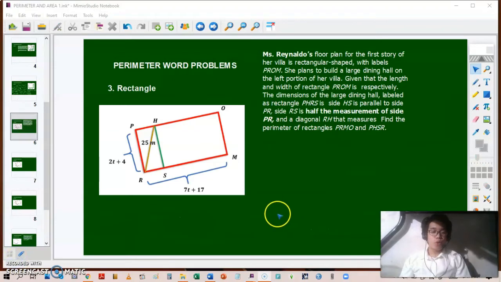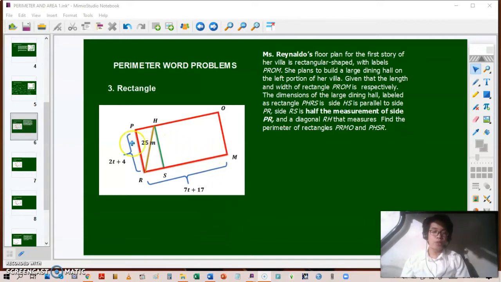So for our third problem, we have here a rectangle PRIM and rectangle PHSR. The rectangle PRIM is actually the floor plan for Mrs. Reynaldo's villa. So it's a rectangular shaped building. It's a villa, so it's big. So that's the rectangle. And then there's a large dining hall to the left side, so it's labeled as PHSR. And we have 2 measurements here.